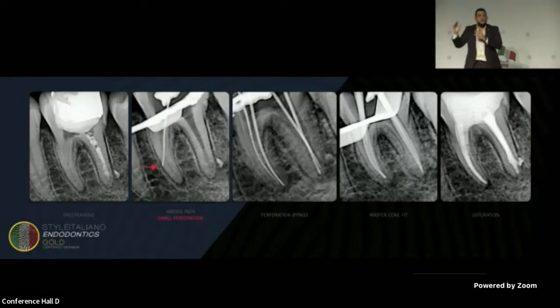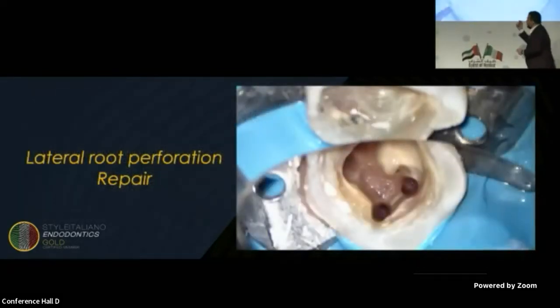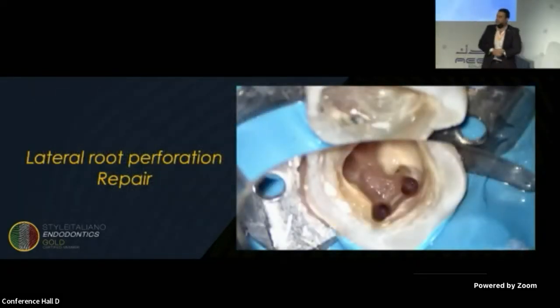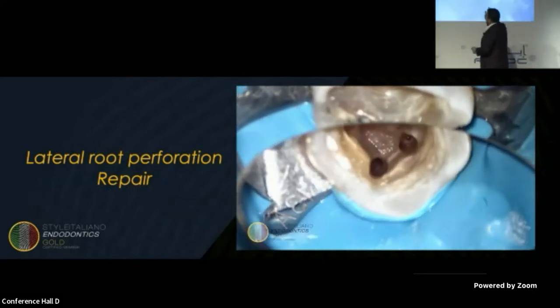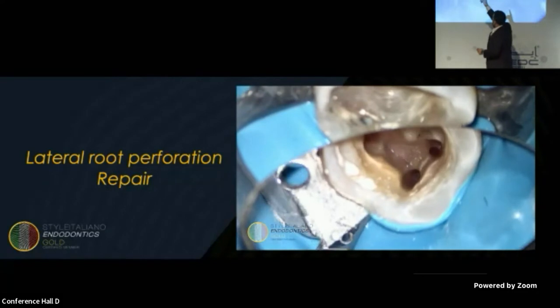So before management, I need to correct the error. I need to do the pre-flaring. Just by doing pre-flaring, I can have a straighter access to the apical portion of the canal. And this is what I did. Let's see how I repair this perforation. These are the mesial canals, mesiobuccal and mesiolingual, and you can clearly see the perforation.